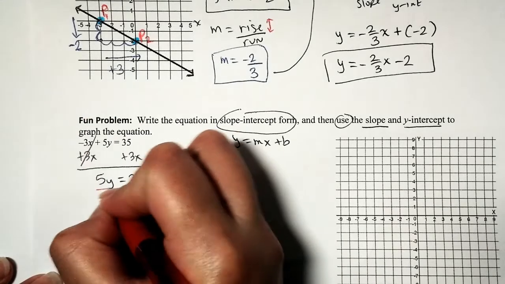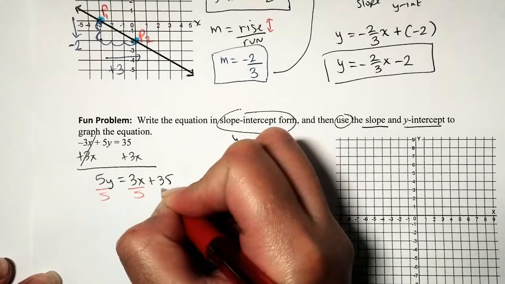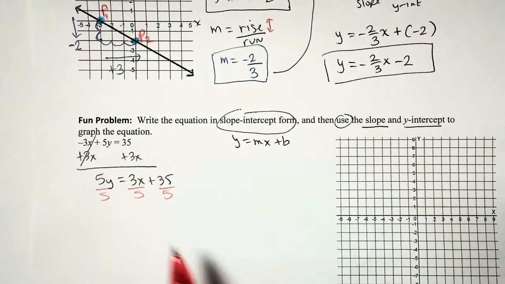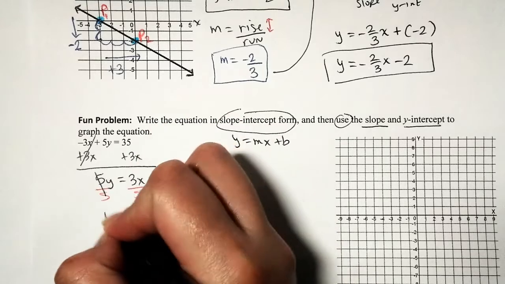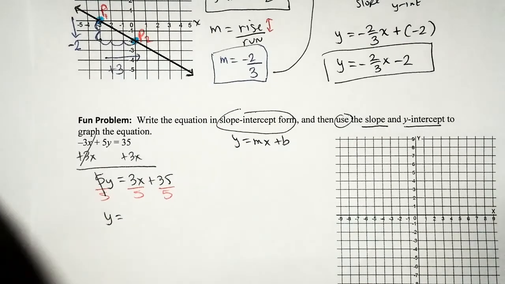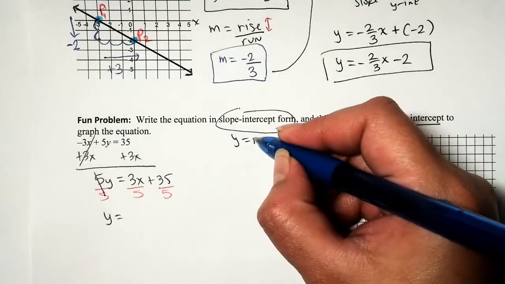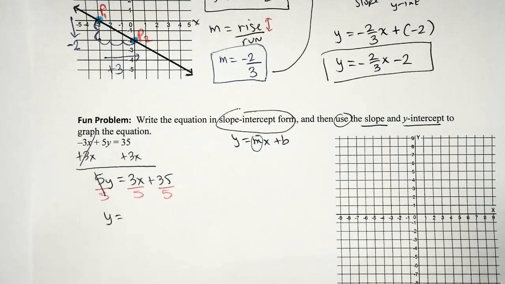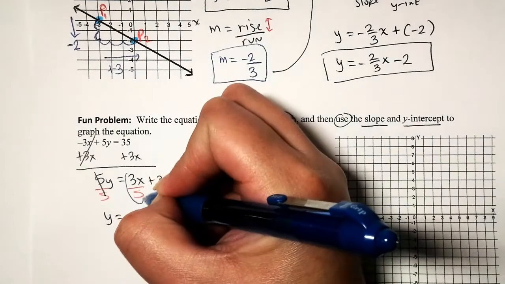Alright, so let's go ahead and divide both sides by 5. I'm really against the long fraction bar because students don't tend to actually divide both sides when they do that. So when we do that, it will leave us with y equals, and you can leave it as 3x divided by 5, but I don't recommend that because then you won't be able to see the coefficient of that variable term.